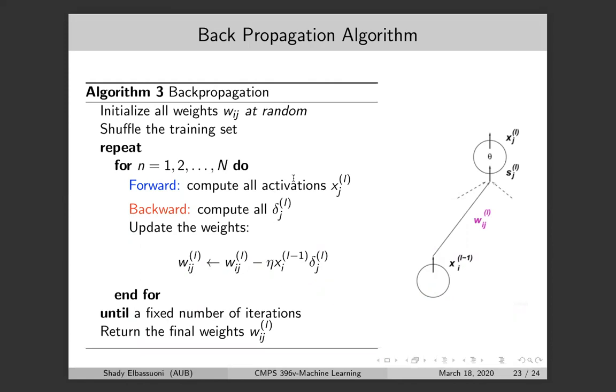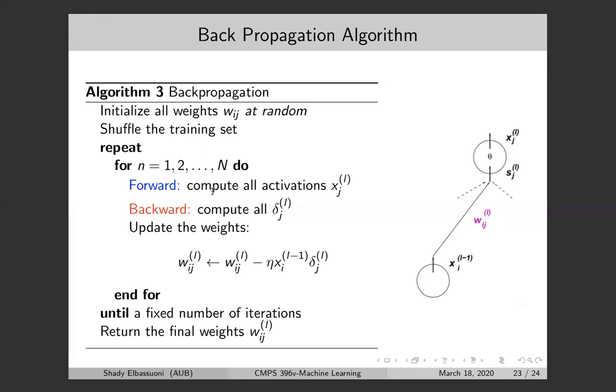So the algorithm starts by the following. I initialize all the weights, Wij of L, at random. And we'll talk about why at random in a bit. And then I shuffle the training set to add some randomization, because I'm doing stochastic gradient this time. And then I repeat. So I have two loops. An outer loop that runs indefinitely, and an inner loop that runs over the training examples, from n equal 1 till capital N.